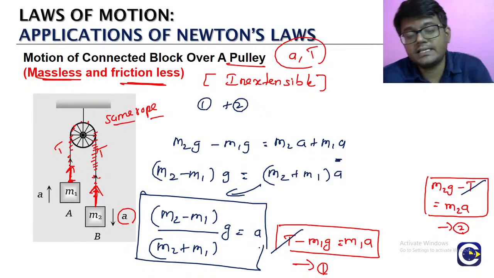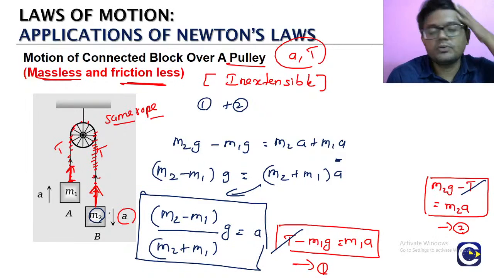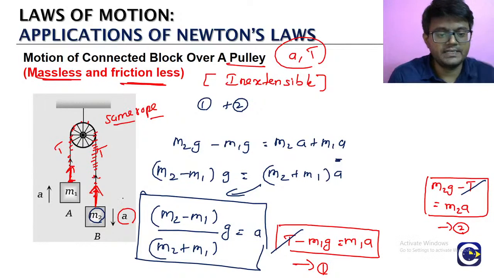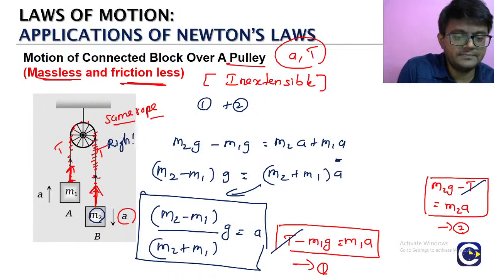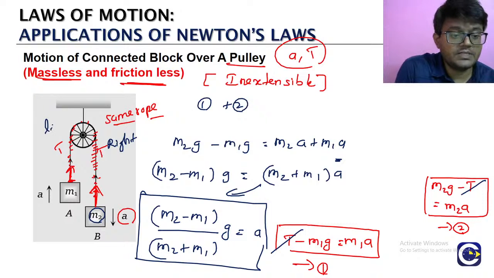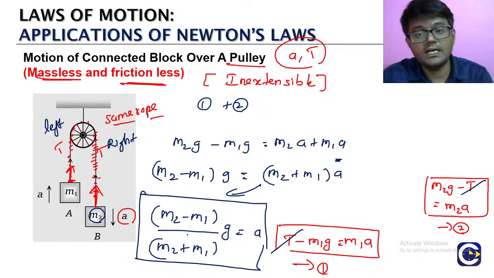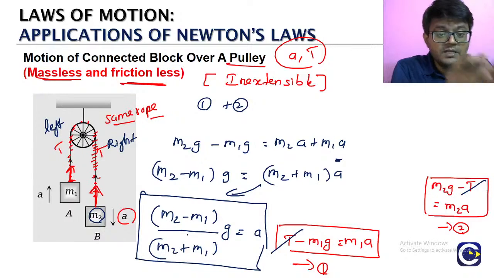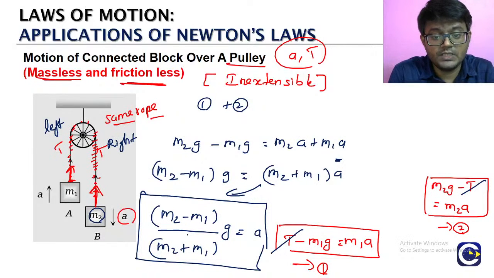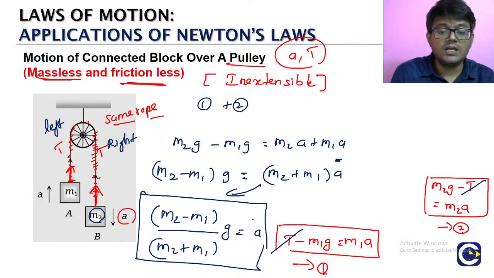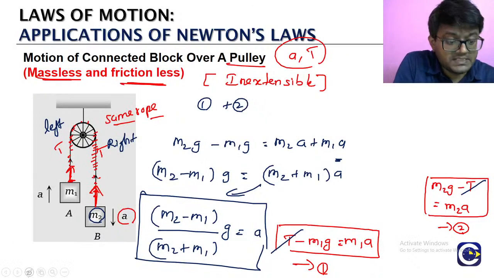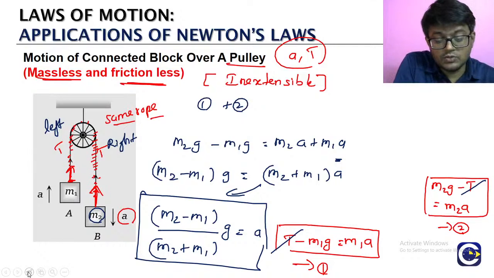Once you look at the result, you will see something. M2 is the heavier mass, that is on one side. In this case, which side? Right side. M1 is the lighter mass which is on the left side. So if you look at the acceleration formula, what is it? The right side mass M2 minus left side mass M1, divided by the total mass that is moving, which is M2 plus M1, into G. So this is the common acceleration. This is what we generally refer to as the acceleration of the system.